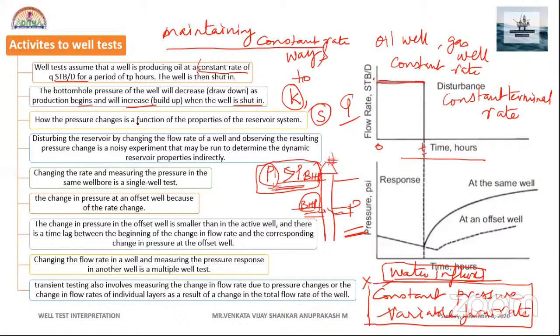Now, how does the pressure change as a function of the properties of the reservoir system? If you see here, from the constant rate, the pressure is declining with respect to time. Whereas at this point, there is no flow rate. The region we are talking about is called drawdown, because your pressure response is dropping from this point to this point.